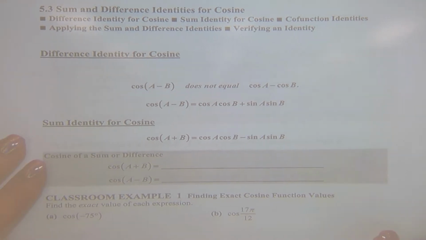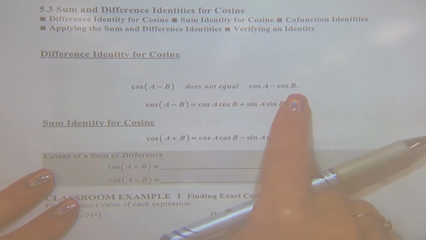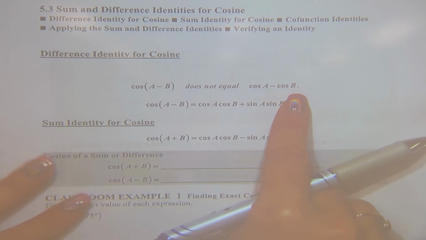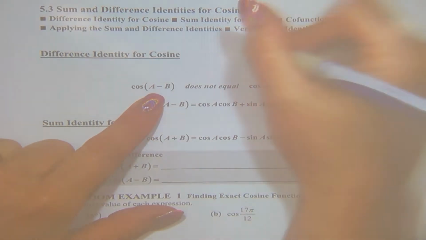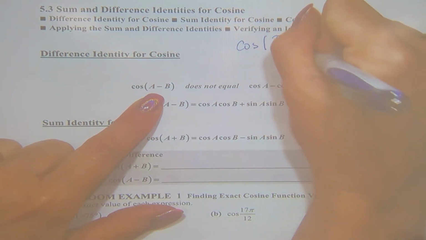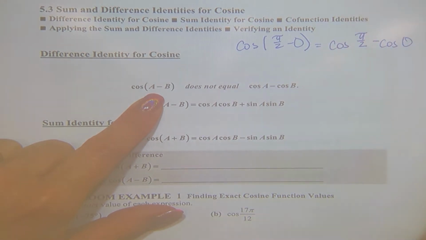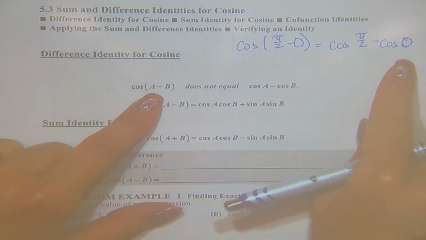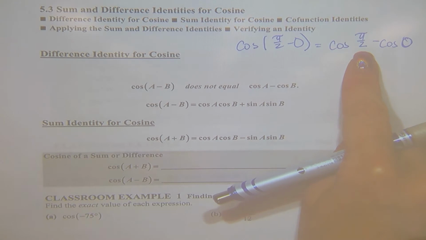Okay, difference and sum identities for cosine. First, we're going to prove to you that cosine of A minus B is not the same thing as cosine A minus cosine B. If that were true, if these two things were equal, then I could say that the cosine of pi half minus 0 would be equal to the cosine of pi half minus the cosine of 0. Now, pi half and 0, these are radian values. Look at your unit circle. If you don't know these by heart already, look at your unit circle.